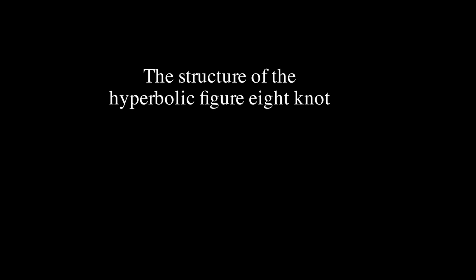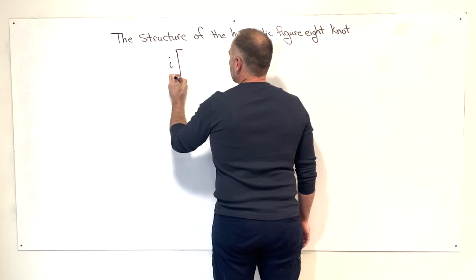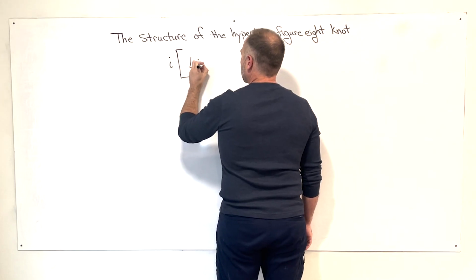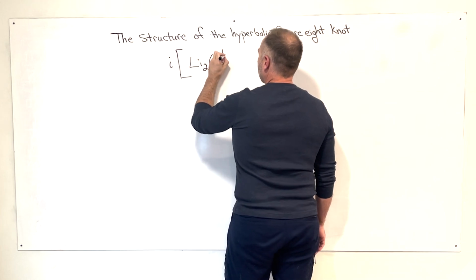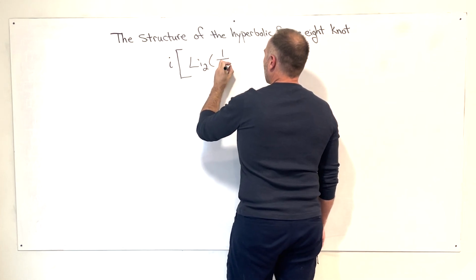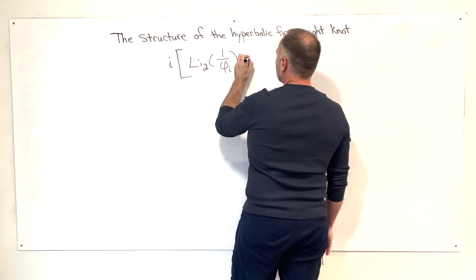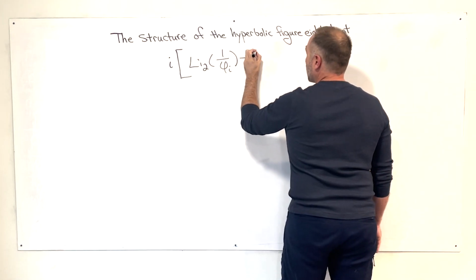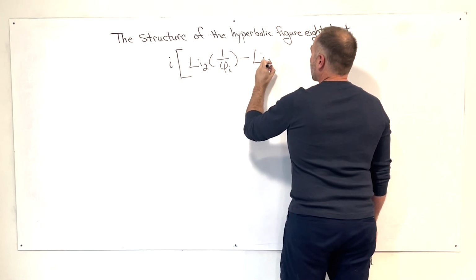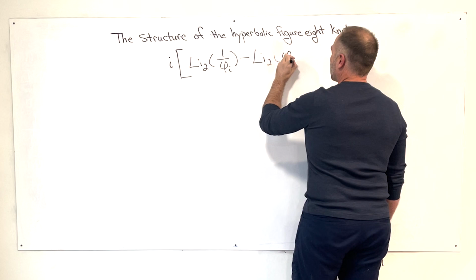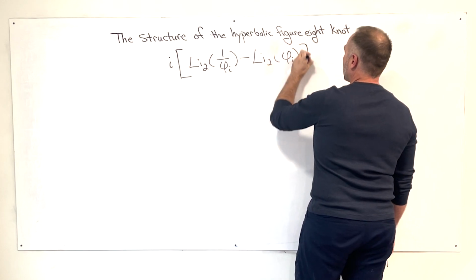I want to look into more specific details about the structure of the hyperbolic figure-8 knot. You'll see there's going to be a few creative ways to look into it. We'll start with our equation of our bipart dialogarithm. The first one's under the argument of 1 over the imaginary golden ratio. Take the difference between that and the dialogarithm under the argument of the imaginary golden ratio.